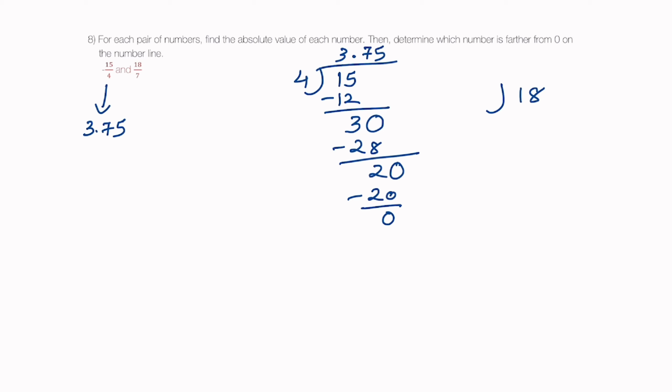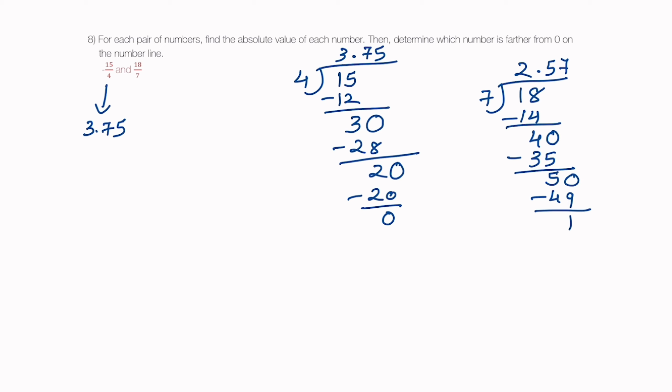3.75. 18 divided by 7: 7 times 2 is 14. 4, 0, point here, 5, 35. That gives 5, 0, 7 times 7 is 49. 1, and it will go on, but let's just stay with 2 decimal places. Hence this is 2.57. This one is a negative number if you observe, but we are considering absolute values. So which number is further away from 0? This one. And it's done.